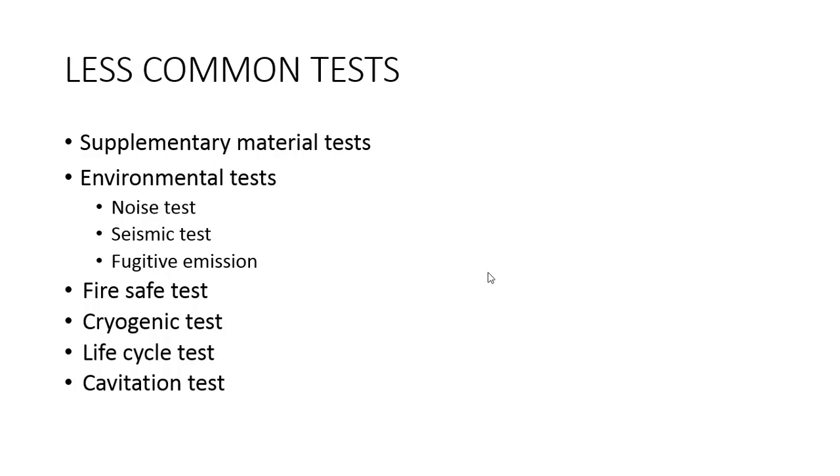Next is the fugitive emission test. This test is to check the hazardous substance leaking into the environment through the valve external leakage. FCI 91-1 is used. Alternatively, ISO 15848 is used. A helium leak detect machine is used to get the leakage value in ppm.